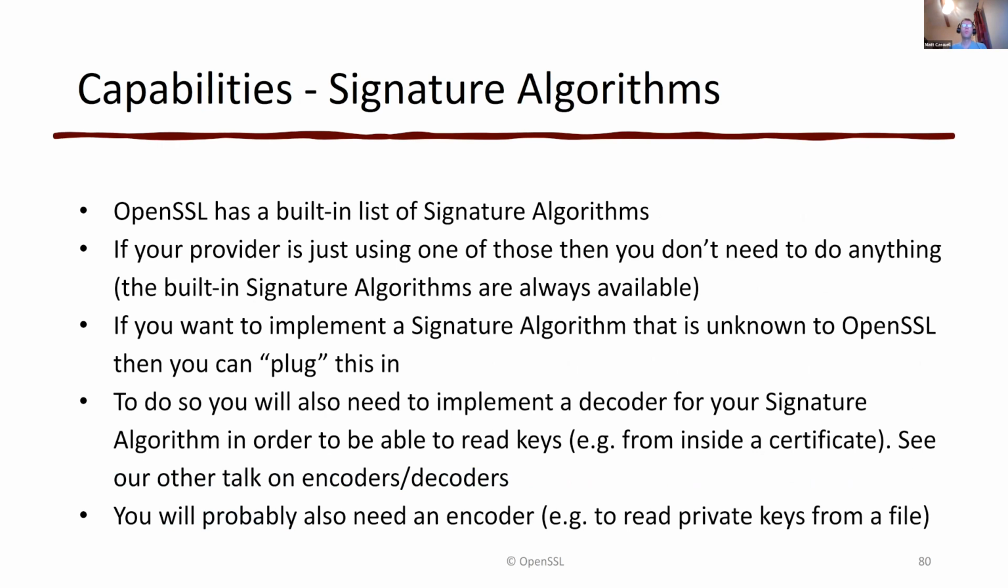But if you want to implement one that is not known to OpenSSL, you can plug it in. That's a bit more complicated. You will need a decoder to do that, so that it can read keys, for example, out of a certificate. And Richard's talk after mine will talk about encoders and decoders. It's likely you'll probably need an encoder. I said to read private keys, but that should say to write private keys. But you're likely to need these things. But you don't actually strictly need an encoder. You absolutely need a decoder.